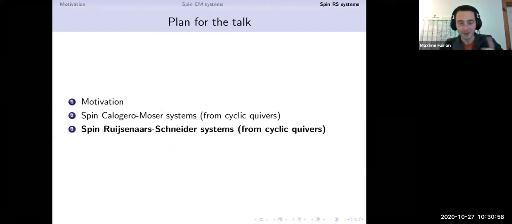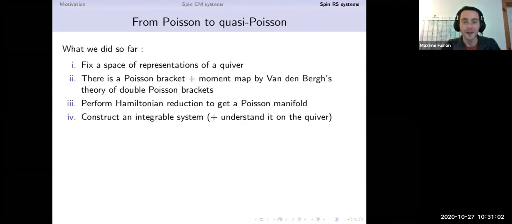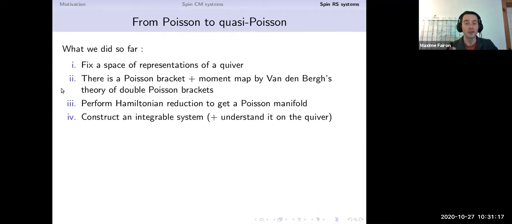Okay, so to go to this spin Ruijsenaars-Schneider system, what we do is the following. Let me just recap what we did. For some quiver that for some reason is nice enough, we fix a space of representation of it. And we know that on this representation space, there is a Poisson bracket and a moment map because of Van den Bergh's theory of double Poisson brackets. And then we just perform Hamiltonian reduction and we construct an integrable system by being smart, or by basically just looking at the quiver.